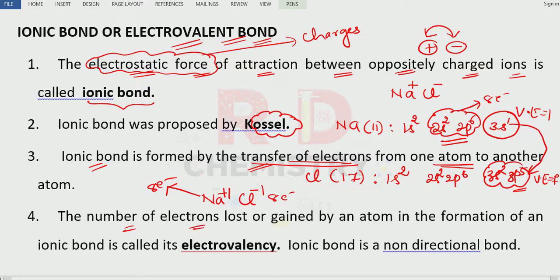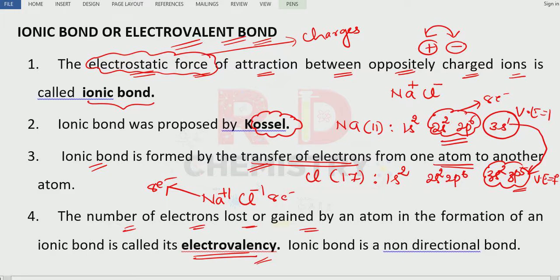The number of electrons gained or lost by the atom in the formation of the ionic bond is called the electrovalency. So, what is the electrovalency of sodium? Plus 1. What is the electrovalency of chloride? That is minus 1.